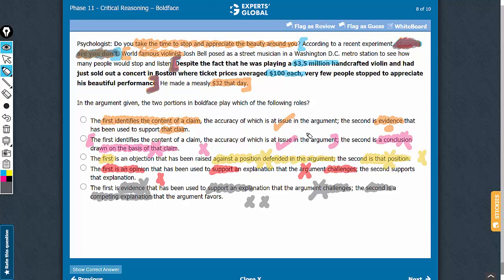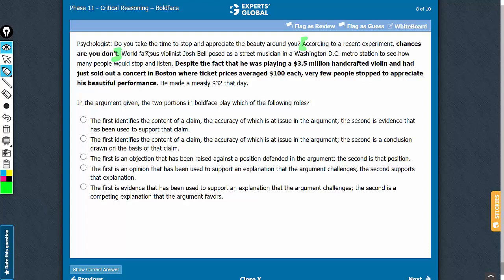Let's confirm answer choice A now. We know that this is the conclusion. The first boldface here is a claim which is a part of the conclusion, and the second boldface is an example and evidence that supports the argument's conclusion. Answer choice A says that the first identifies the content of a claim. Yes, this is the claim that we are talking about. The accuracy of which is at issue in the argument. Yes, the argument is trying to evaluate whether this is true, that whether we really do not stop and appreciate the beauty around ourselves. So the first part here is all right.